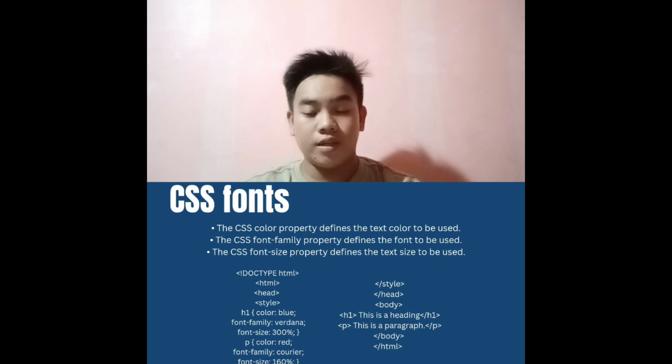Document type declaration specifies that the document is HTML5. HTML tag indicates the beginning of the HTML document. Head section contains meta information about the document such as styles. Style tag includes CSS rules for styling the HTML element.